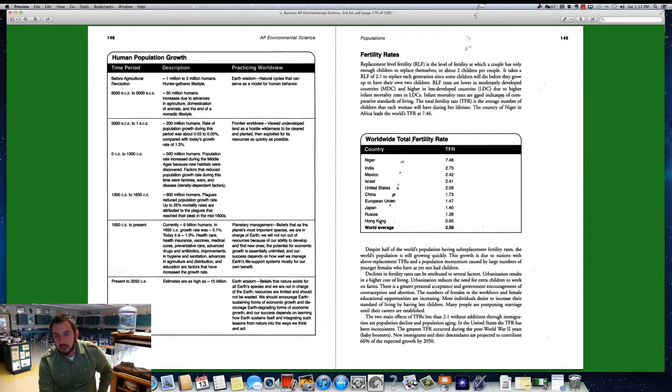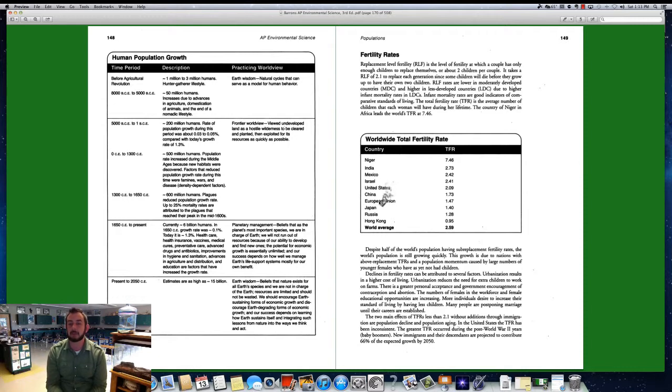As you look at places like Russia, Hong Kong, Japan, Europe, they're a lot lower than RLF. And so this growth is due to nations with above replacement, obviously a higher TFR, and a population momentum caused by large numbers of younger females who have not yet had children. So that's kind of where most of our growth is coming from, those developing nations.